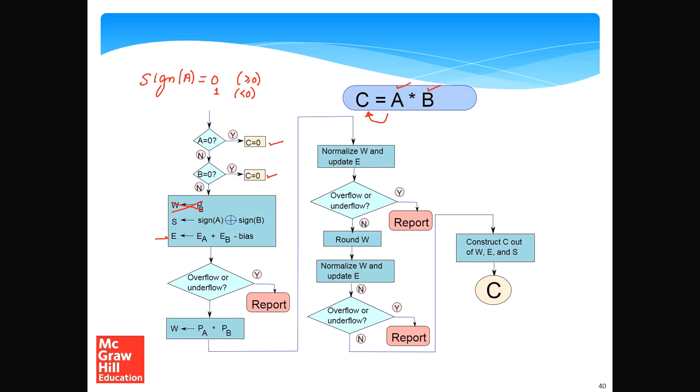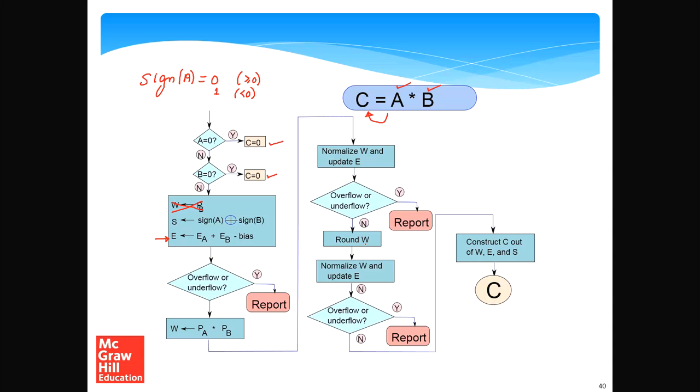Then we compute the final exponent E, which is EA plus EB minus the bias. And after that, we see if there is an overflow or underflow, because we are increasing the exponent. So if we have exceeded the range of the number system, we report this and we exit. Otherwise, we multiply the significands PA times PB and save it in W. We normalize W and update the exponent. Again, there is a possibility of overflow or underflow. If that is the case, we report.